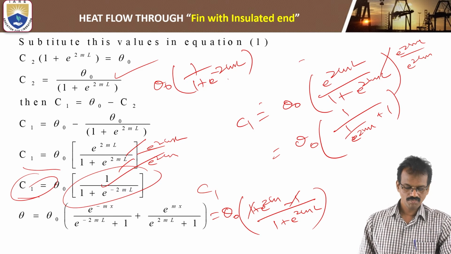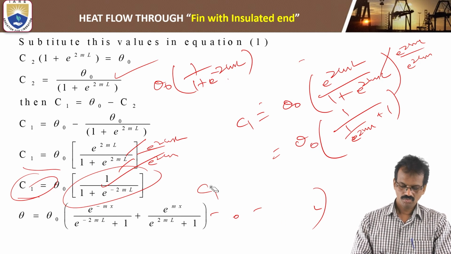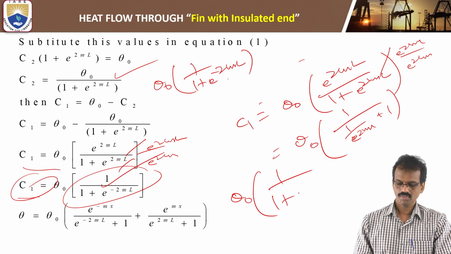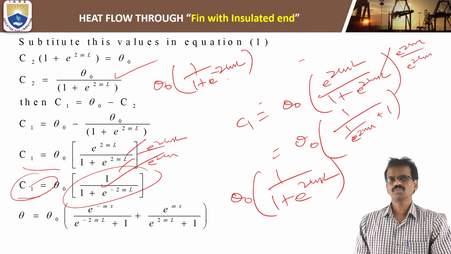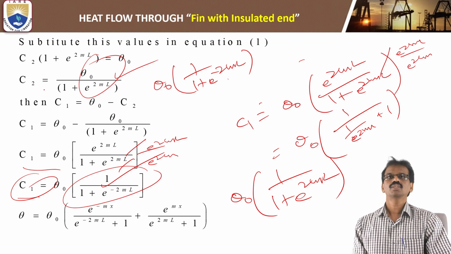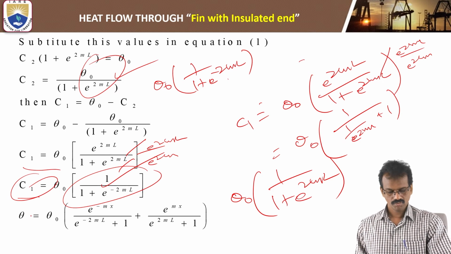Okay, if you have the C1 value, automatically you get the C2 value also. If you substitute that value, we will get the C2 value, that is theta naught into 1 by 1 plus e to the power of 2ml. So just a minus here, and a plus here. Then substitute the C1 and C2 values. You already got C2. If you substitute the C1 and C2 values in the general equation, we will get that one.